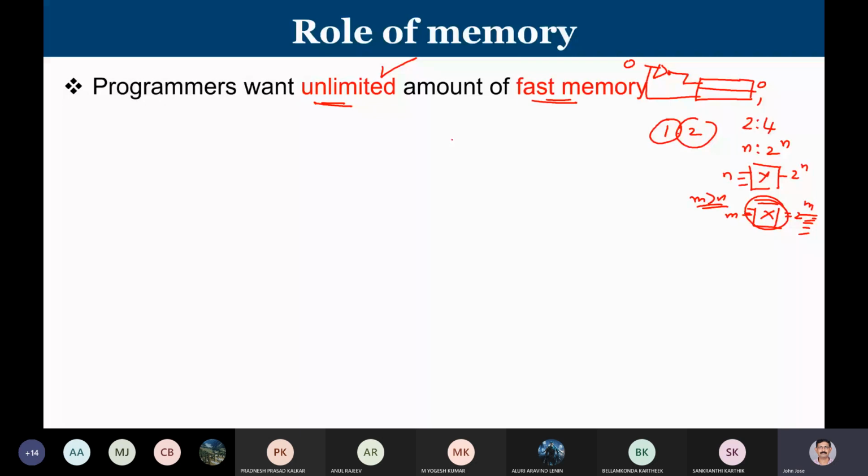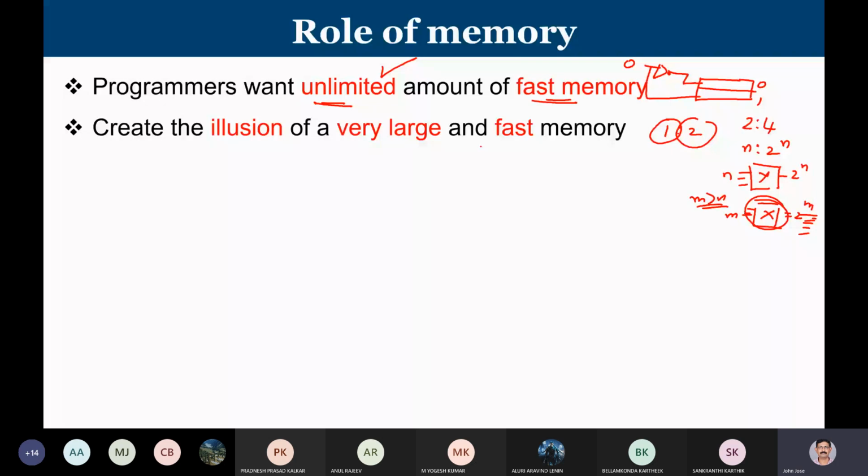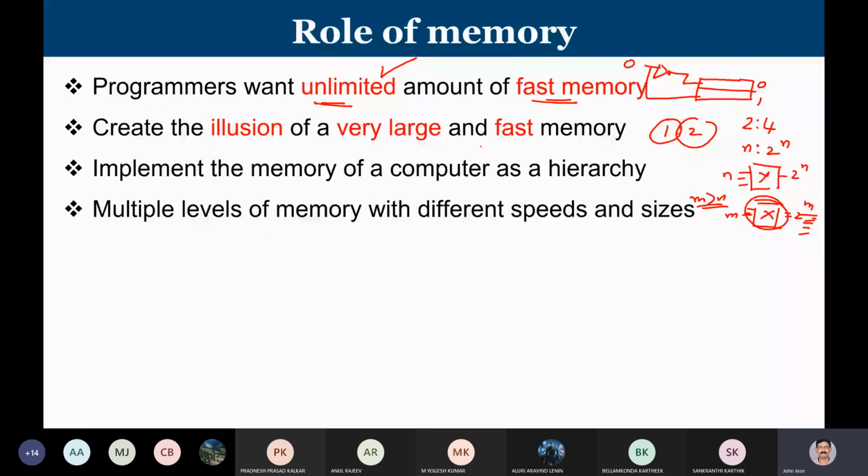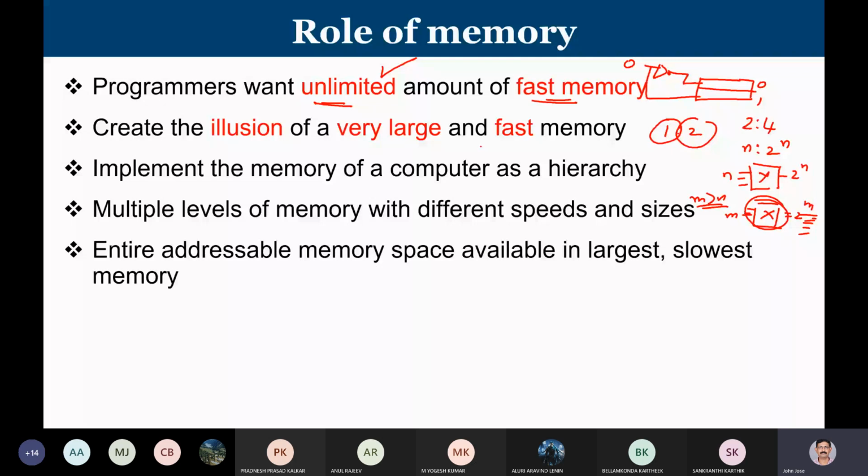So since these are contradicting requirements, architects thought of some other plan. Can we create the illusion of a very large and fast memory? So what do you do? Implement the memory of a computer as a hierarchy. Multiple levels of memory with different speeds are there, and you try to move data or instructions between them. So the entire addressable memory space is available in the largest and slowest memory, and you keep the smaller and faster memories closer to the processor, and the slower and larger memory below that.